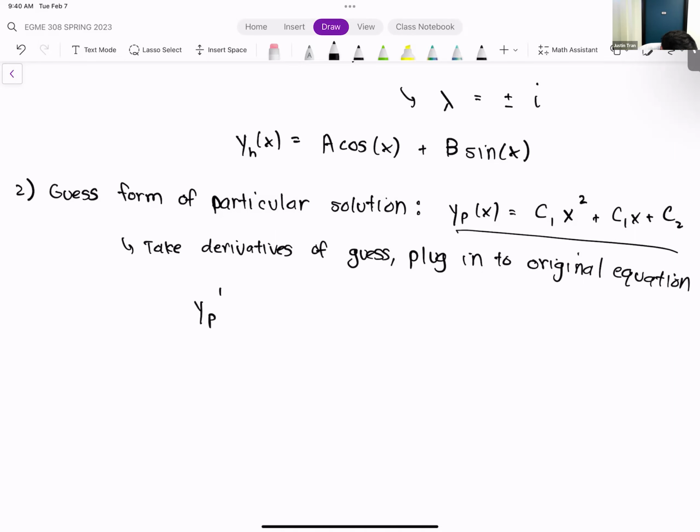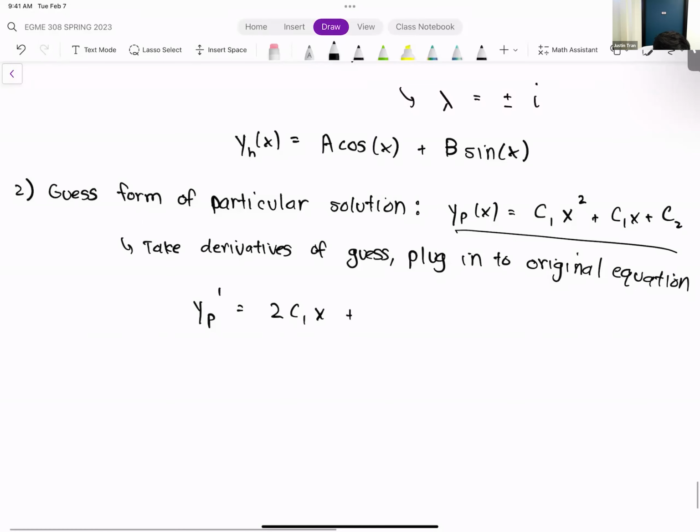So let's take the first derivative of yp. Okay, great. Sorry about that. So yp of x is c1x squared plus c2x plus c3. Sorry about that. Yeah, so there should be three unknown constants.